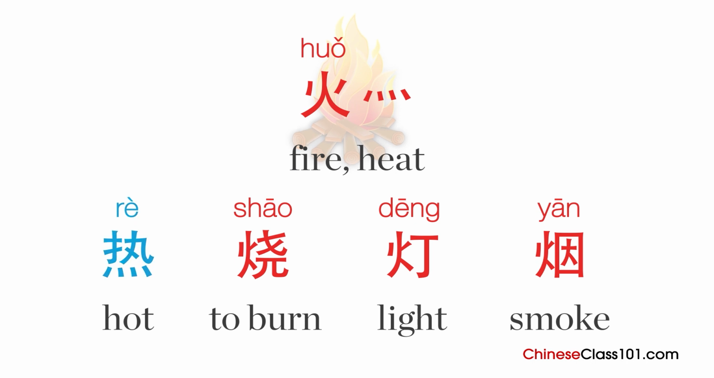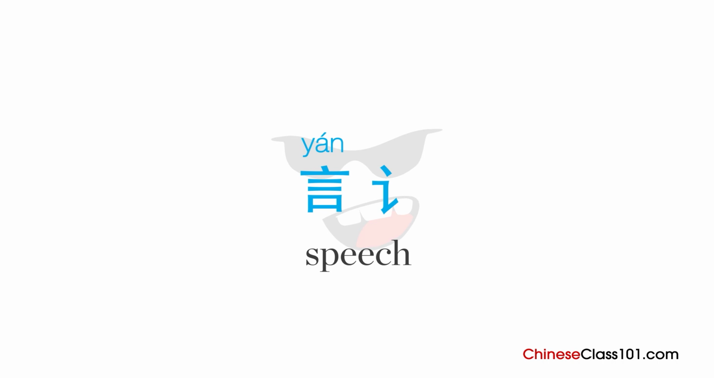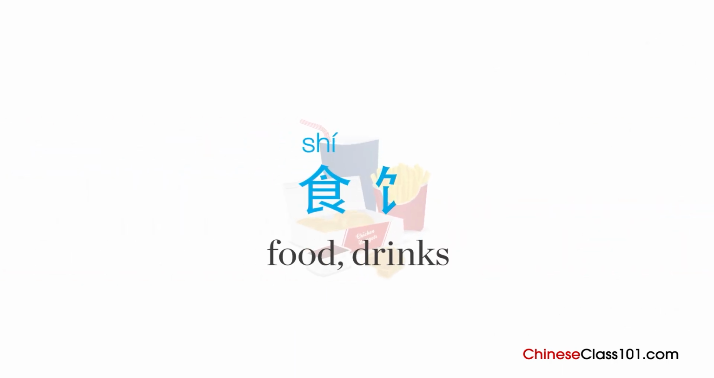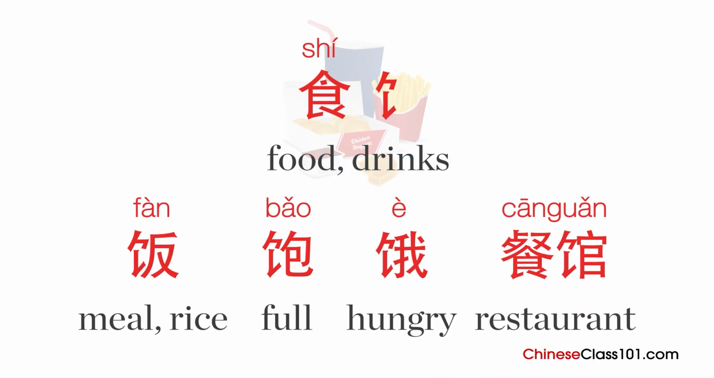Some examples are 热, hot, 烧, to burn, 灯, light, and 烟, smoke. 言 and this character are radicals for something related to speech, such as 说, to say, 语, language, 词, word, 誓言, promise. 食 and this radical are radicals for anything related to food and drinks. For example, 饭, meal or rice, 饱, full, 饿, hungry, 餐馆, restaurant.